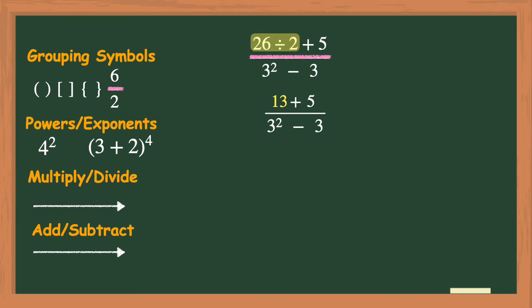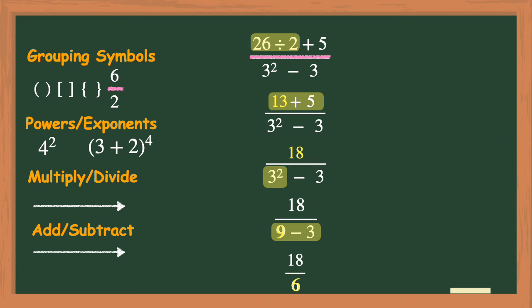Now, I'm still looking at the numerator, and the last operation here is addition. So I will add 13 and 5 to get 18, and I will bring down the denominator. Now that there is only one number left in the numerator, I'm going to focus on the denominator. Since powers and exponents are done before subtraction in the order of operations, I will solve the power of 3 squared first to get 9, and I will bring down what is left of the fraction. The last thing I need to do in the denominator is subtract 9 minus 3 to get 6. So I'm left with an improper fraction of 18 over 6.